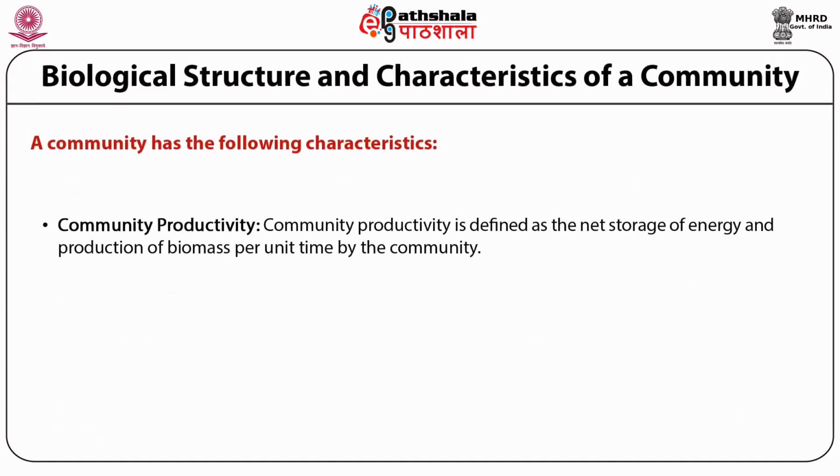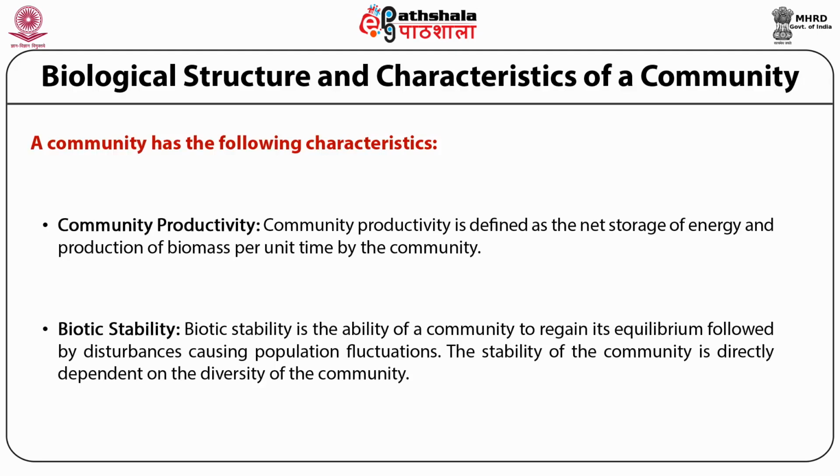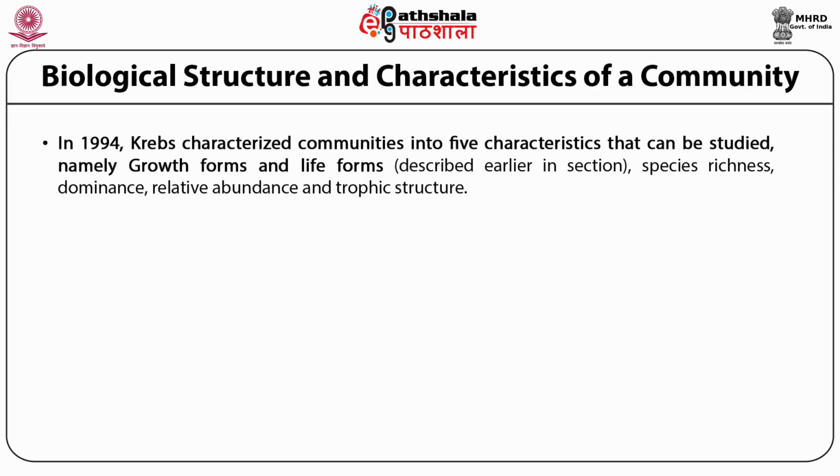H. Community productivity. Community productivity is defined as the net storage of energy and production of biomass per unit time by the community. I. Biotic stability. Biotic stability is the ability of a community to regain its equilibrium following disturbances causing population fluctuations. The stability of a community is directly dependent on the diversity of the community. In 1994, Krebs categorized communities into five characteristics that can be studied, namely growth forms and life forms, described earlier in the section, species richness, dominance, relative abundance, and trophic structure.